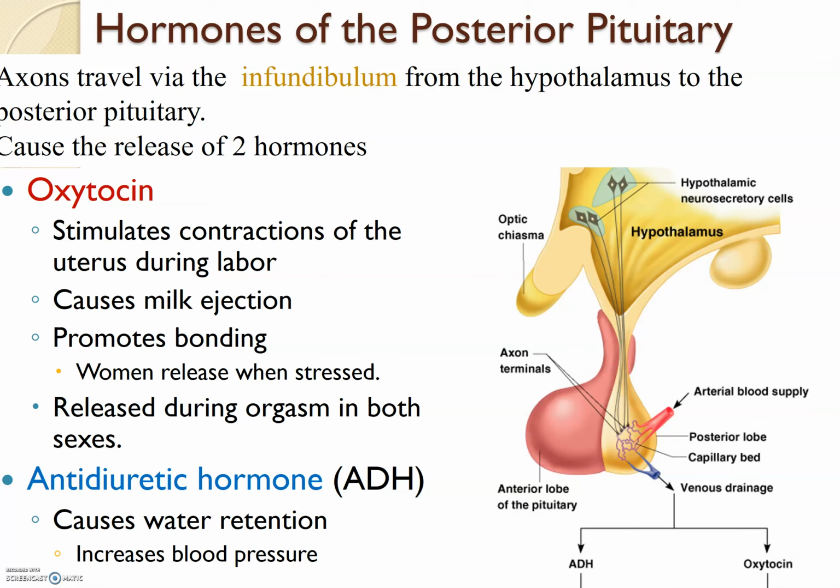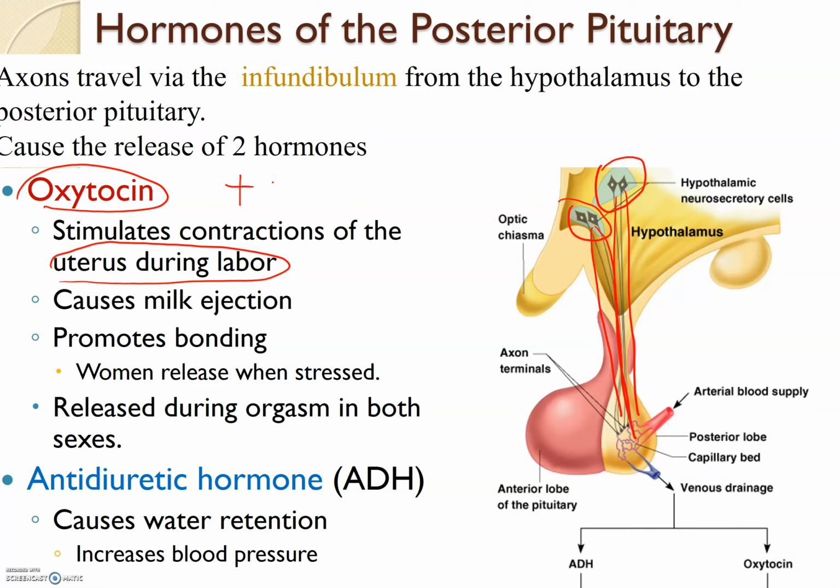So the posterior pituitary. These are neurohormones because you have these 2 nuclei in the hypothalamus, and they have their axon tracts going down to the posterior pituitary, where they're releasing their hormones into the blood. There are 2 hormones. The first one is oxytocin. This causes uterine contractions during labor. This is the other positive feedback loop. It also causes milk ejection.